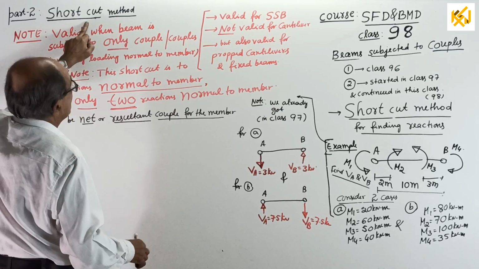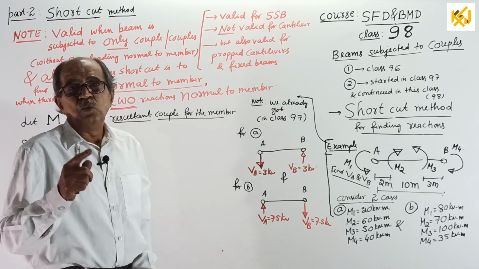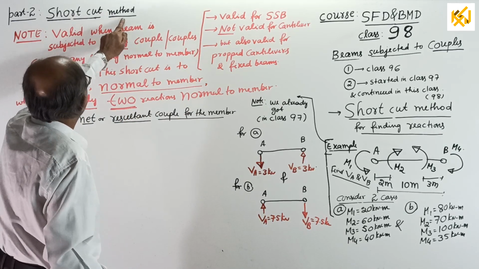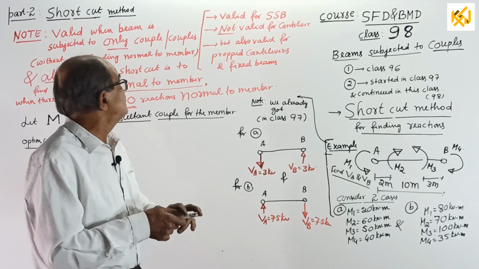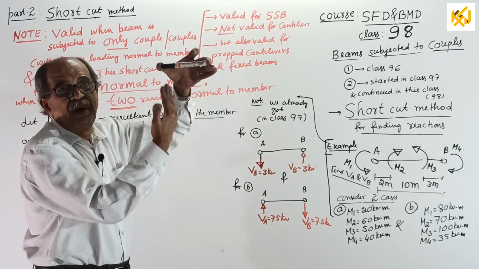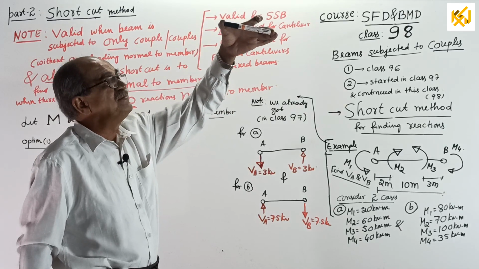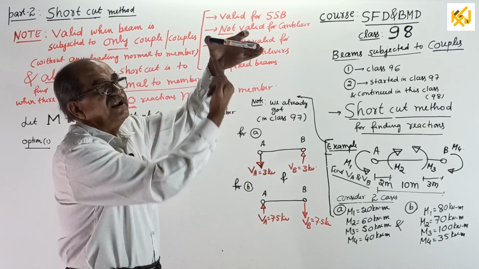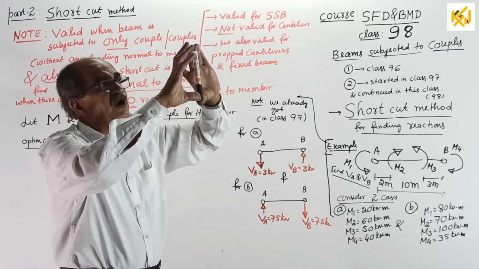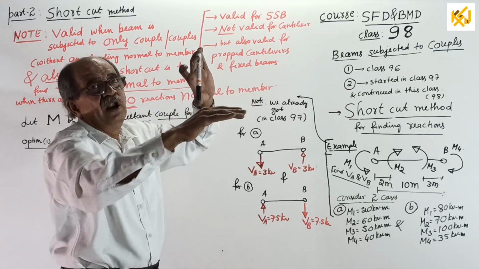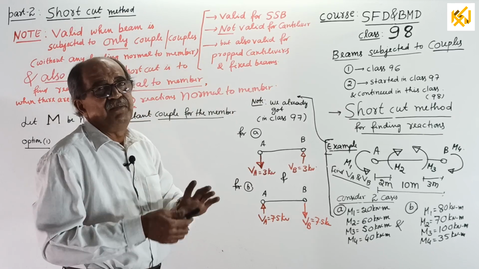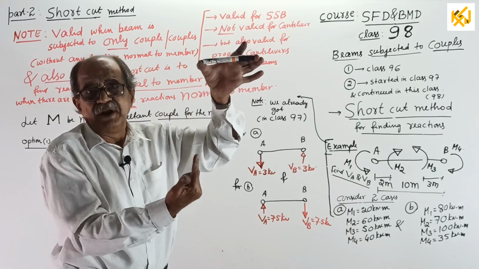So you should extend further. Here space problem is there. What all I dictate, you should add it. Shortcut method for finding reactions normal to member. I told, normal to member means if the member is like this way, reaction this way. If it is a column, sometimes you get columns in frames, reactions this way, normal to member. For our course SFD BMD, beams you are considering, so vertical reactions.